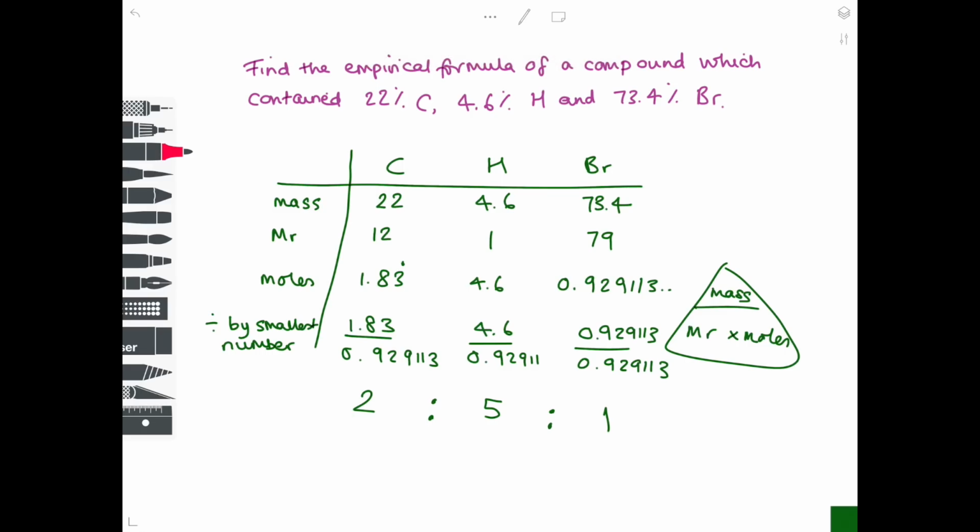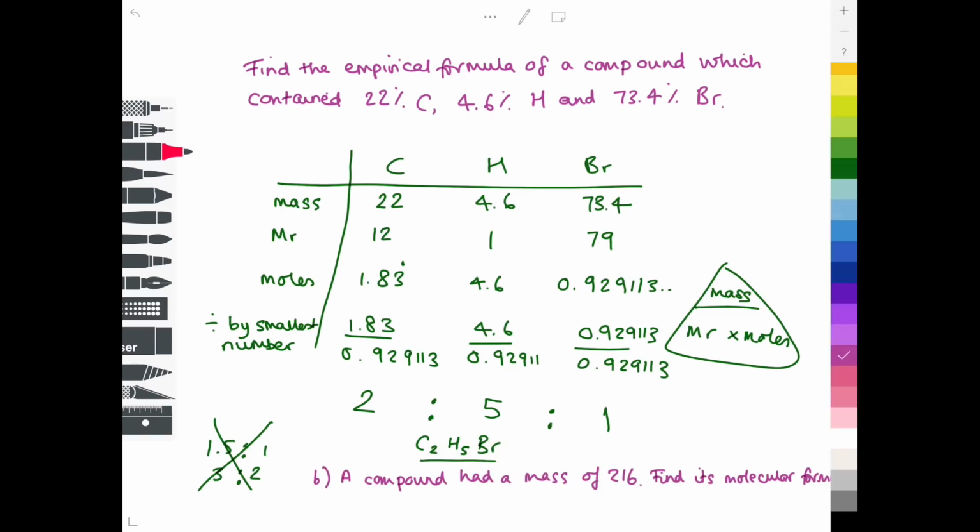If one of the numbers had come out at 1.5, for example, 1.5 versus 1, what you'd have to do in that case is double both, so you have a ratio which is 3:2. But I don't want to talk about that now because I want to finish this question. So don't forget to actually provide your empirical formula, which is C2H5Br. And that is your final answer.